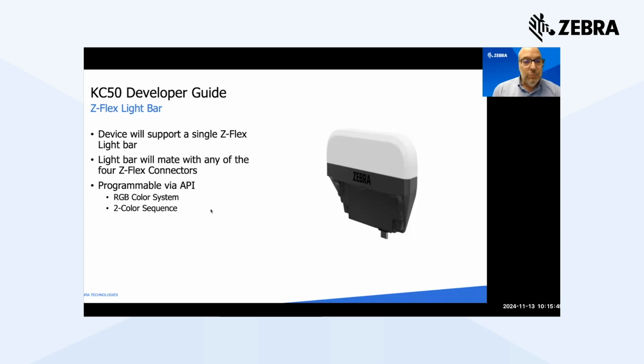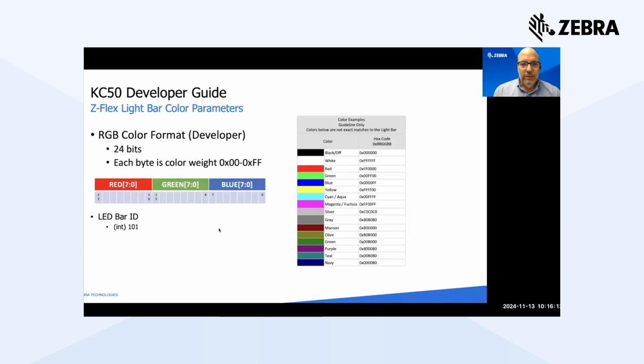The light bar is programmable by API, and you can program it to any RGB color, and I'll get to that in another slide, exactly how you do that. And you can also program it to flash a 2-color sequence. So you could set one color to flash for a certain period of time, followed by a second color to flash for a certain period of time, and keep repeating that. You can go to the next slide.